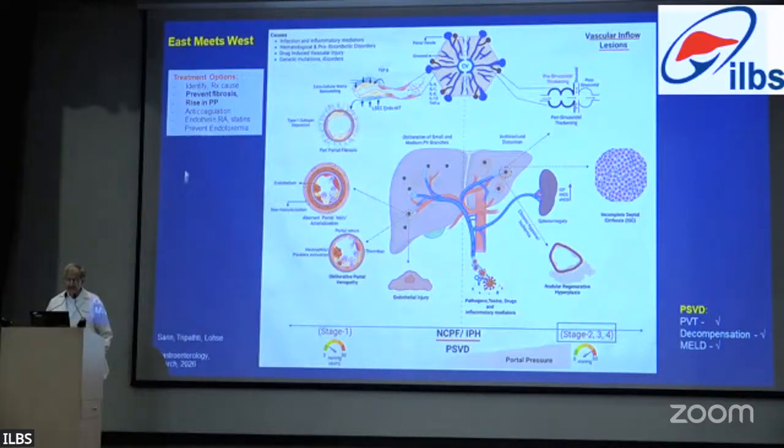I'll show you that. And this was also by Dr. Lose from Germany, who strongly, along with others, feels on this. So what are our treatment options? Identify the cause if you can. Let's say there are infections or there are other drug-related things, remove them. Our aim is to prevent fibrosis, rise in portal pressure, anticoagulants, endothelin receptor antagonists, statins, and prevent endotoxemia.